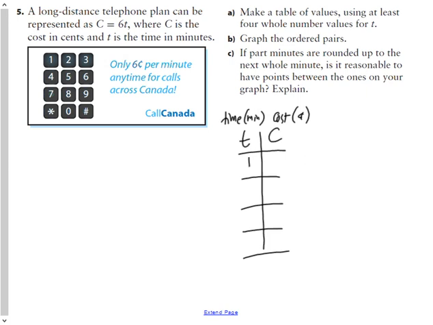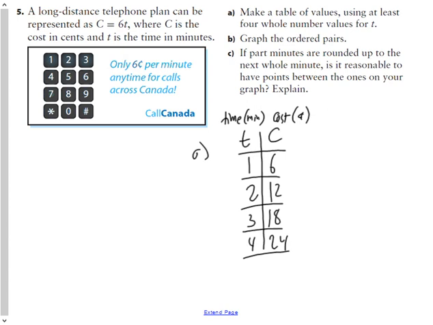So for 1 minute of time, the cost would be 6 cents. For 2 minutes, it'd be 12. For 3, it'd be 18 cents. And for 4 minutes, it would be 24 cents. So our table of values, when we fill in the first 4 whole numbers for A, would be that.